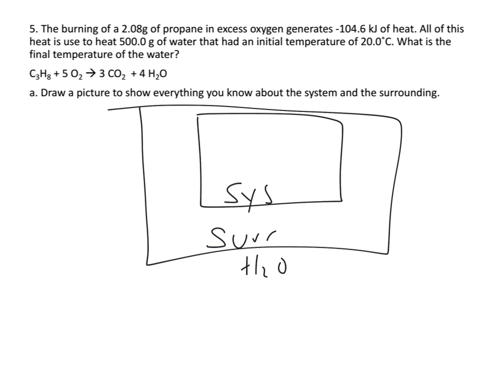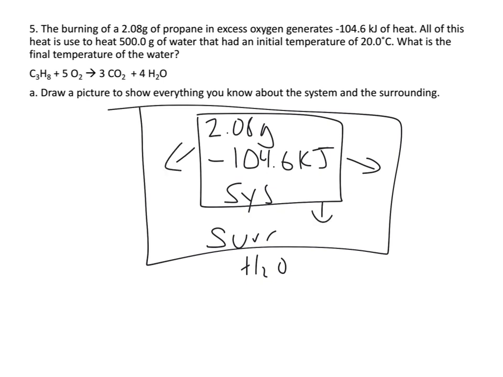Now I have a little bit of information about the system this time as opposed to the last time. So I know that I have 2.08 grams of propane. I know that when the reaction happens, it generates 104.6 kilojoules of energy. So this time I know that that energy is flowing out to the surroundings, which means the water ends up gaining 104.6 kilojoules of energy.